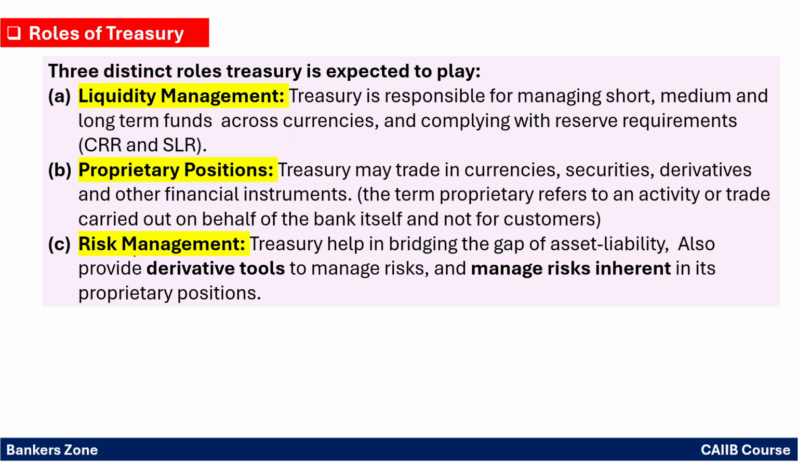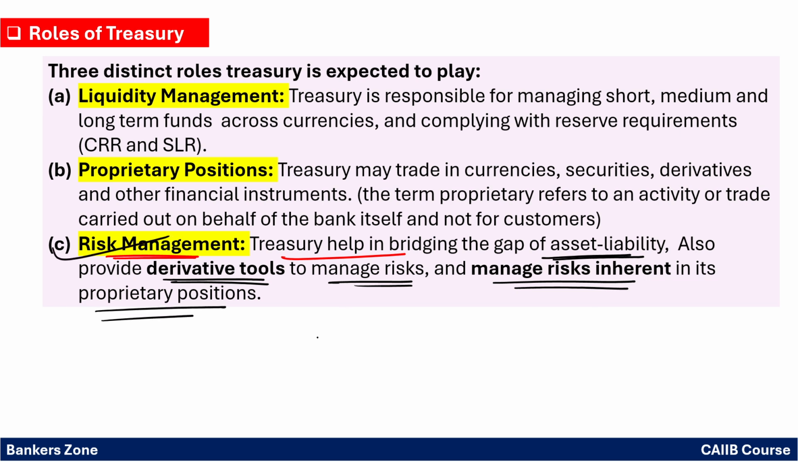Okay. Now next is risk management. What is risk management? Treasury helps in bridging the gap of asset liability. Also, it provides derivative tools to manage the risk, and to manage the risk inherent in its proprietary position. So simply, in one line, risk management is also the work of the treasury department, right? So the treasury can use different derivatives to manage the risk.